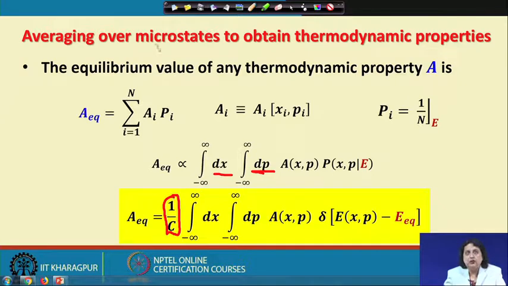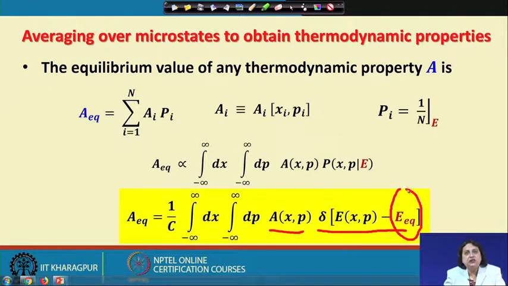I have not defined what these things are, rather I would like to highlight that for any such system, A equilibrium is going to be given by the value of A at a given microscopic state, under the condition that you have only those microscopic states which satisfy the condition that the corresponding value of energy of the system is equal to the equilibrium energy value that is given to you, and then I integrate over the entire phase space and normalize this integrated value suitably with a constant, and that will give me A equilibrium.